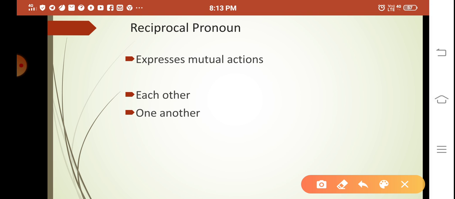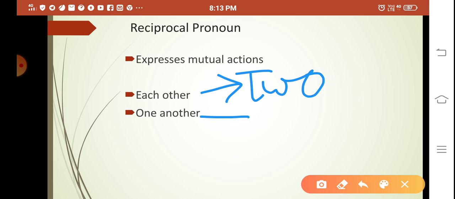We'll see one more, the last pronoun, reciprocal pronoun. Reciprocal means reciprocating others. It means giving back, expressing mutual actions. If you greet somebody, they also greet you. It means reciprocating each other. The pronouns are each other and one another. If there are two persons involved, you have to use each other, and if more than two, you have to use one another.